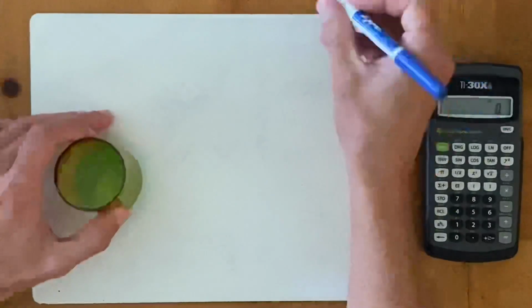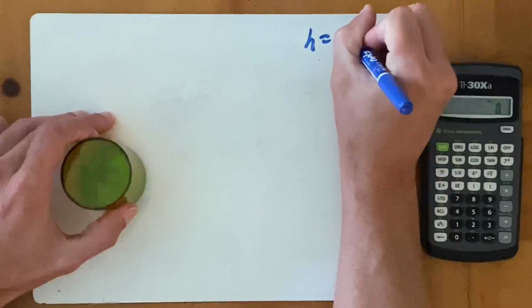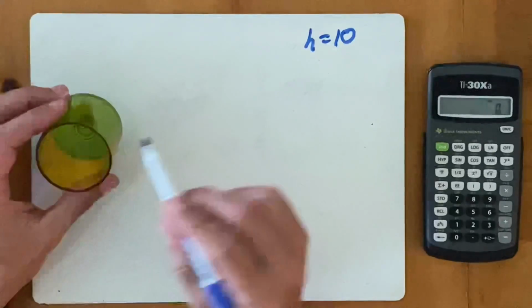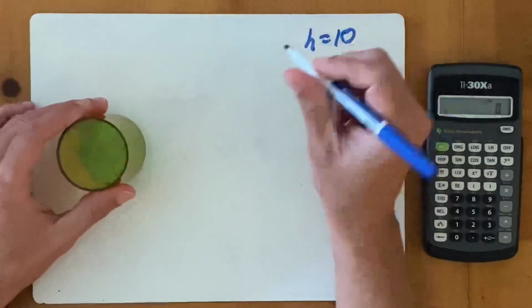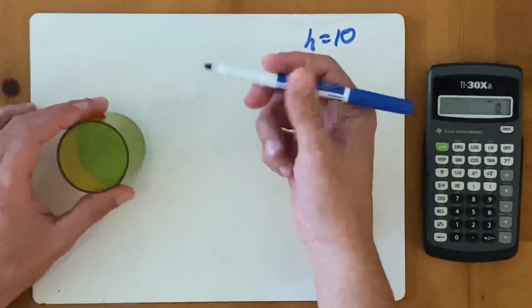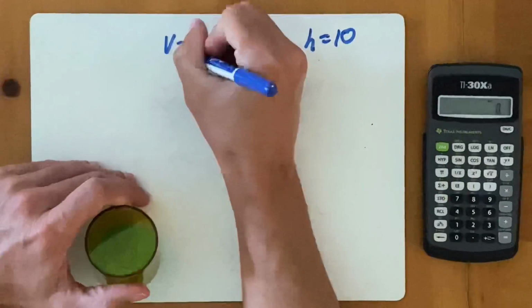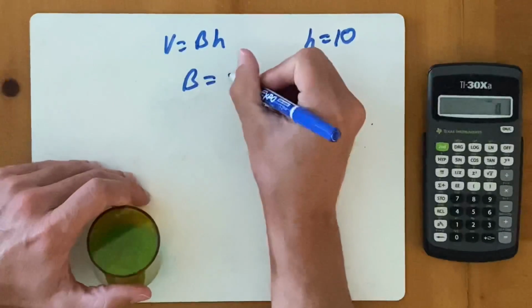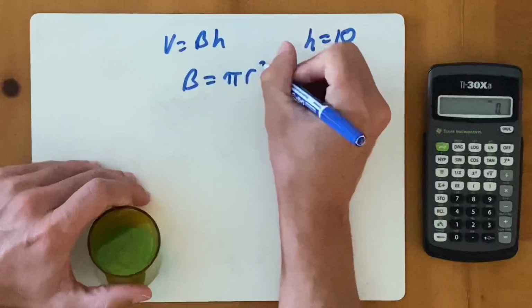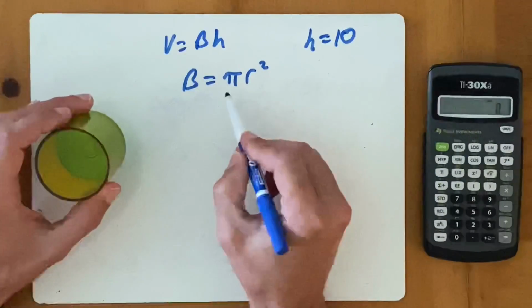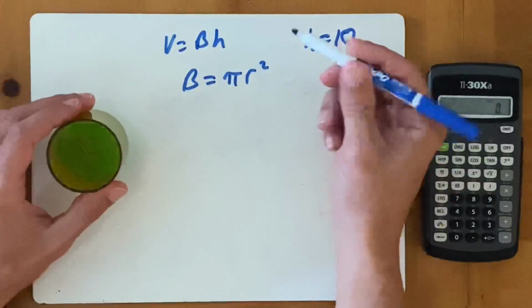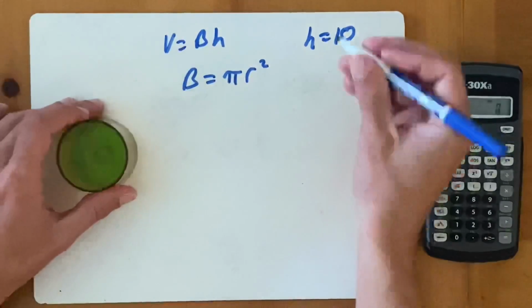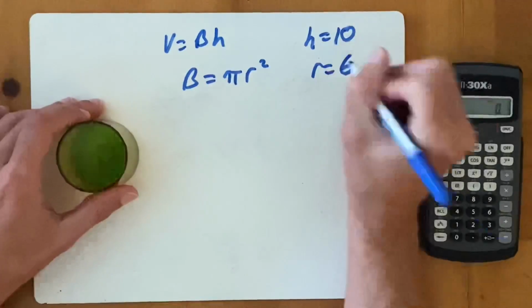It says the perpendicular height is equal to 10, and the diameter of the base is equal to 12. Now, just like with a prism, with a cylinder we do area of the base times the height. So volume is equal to area of the base times the height. In this case, since the base is a circle, the area of the base is pi r squared. So we're still doing area of the base, only now we're using a circle instead of a regular polygon. That means we need the radius. If the diameter is 12, the radius is equal to 6.